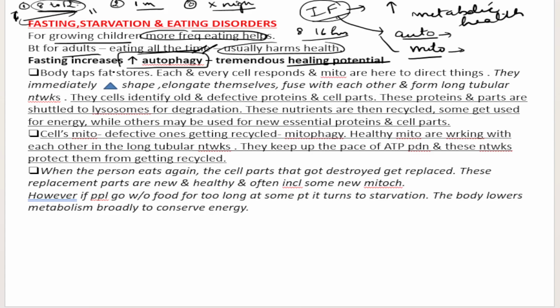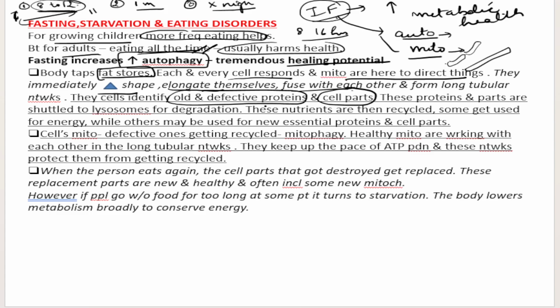Now when you fast, the body is going to tap the fat stores. Each cell is going to respond and mitochondria will direct the things. Mitochondria will change shape, they will elongate, they will fuse with each other and they will form long tubular networks. Then the cells will identify their defective proteins and their defective cell parts, and these will get recycled. These defective proteins and cell parts will be shuttled to the lysosomes.